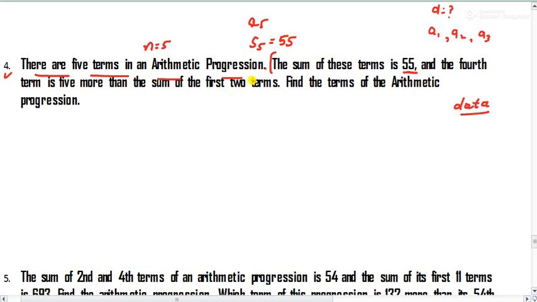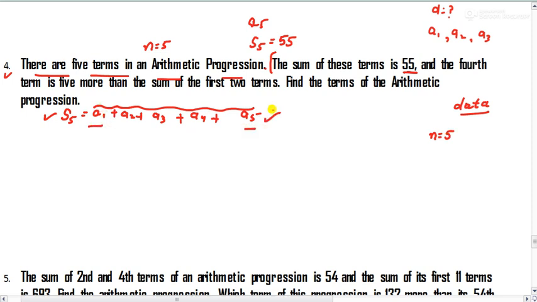S is sum. There are 5 terms here: A1, A2, A3, A4 and A5. If I add them all, this gives me S5. Instead of adding all these terms, we have the Sn formula. I'm explaining you the data. So there are 5 terms, n is equal to 5, that is A1 to A5. The sum of these 5 terms, S5, they have given as 55.